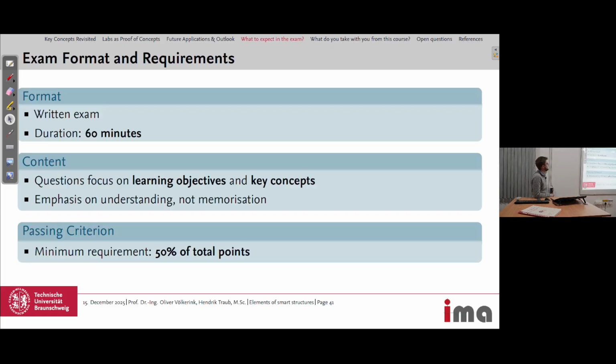So again, the slide on the exam we had in the beginning. The exam is tomorrow morning at 10:30 a.m. We will have a written exam, 60 minutes. The question focus is on the learning objectives and the key concepts. We try to emphasize understanding, not memorization, and you need 50% of the total points to pass. And if you look carefully again at this presentation, you might find some hints about what could be questions in the exam.